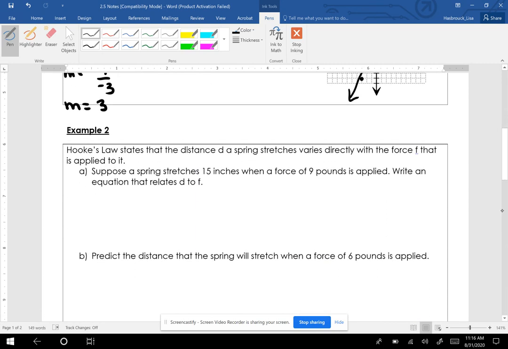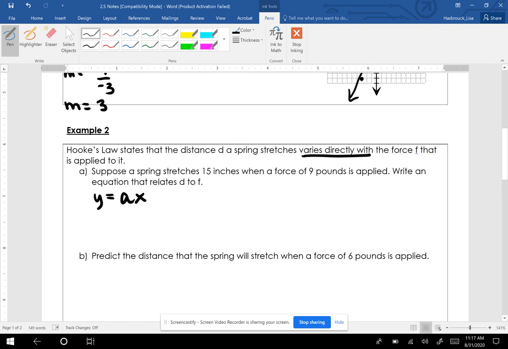In example 2, it says Hooke's law states that the distance d a spring stretches varies directly with the force F that is applied to it. Suppose a spring stretches 15 inches when a force of 9 pounds is applied. Write an equation that relates d to F. Okay, so notice varies directly. Direct variation, that's what we're doing right now, right? And our direct variation equation is normally y equals ax.